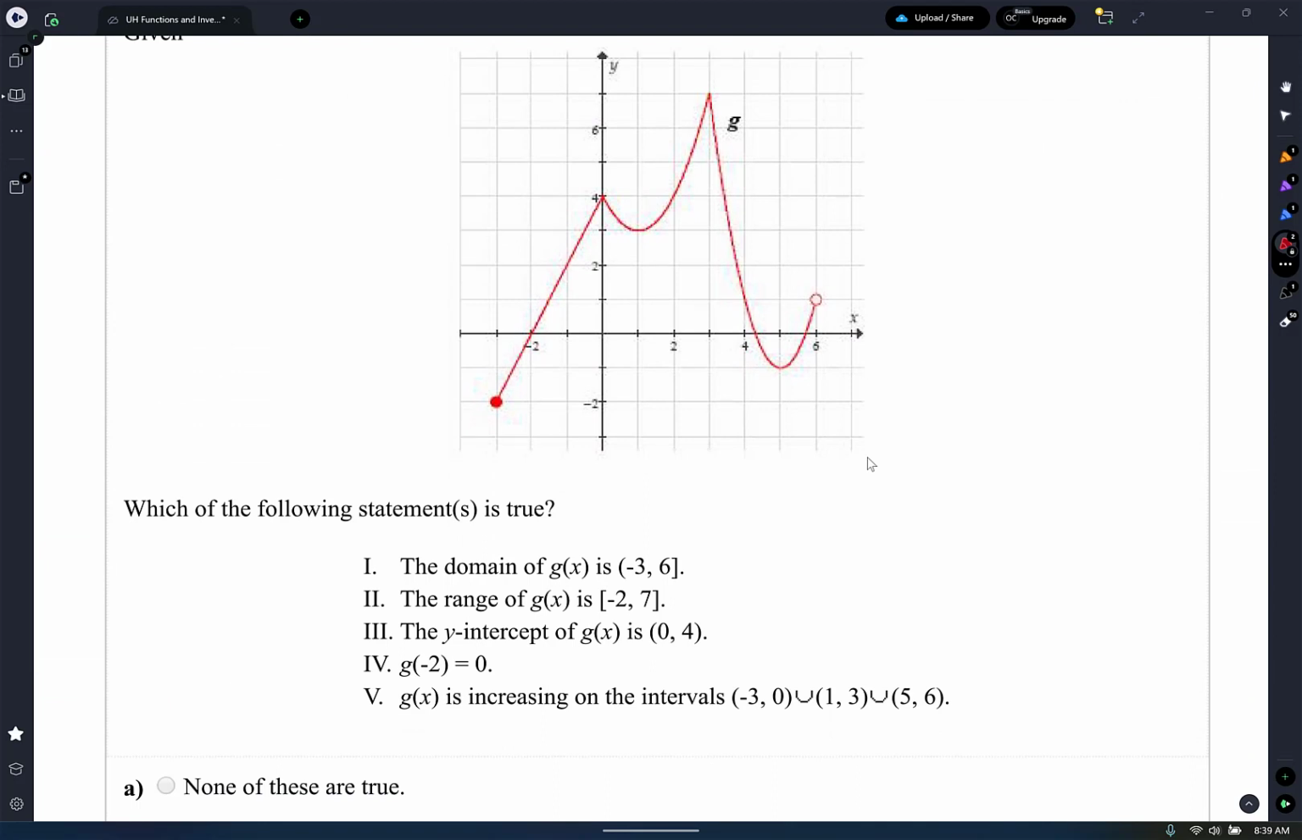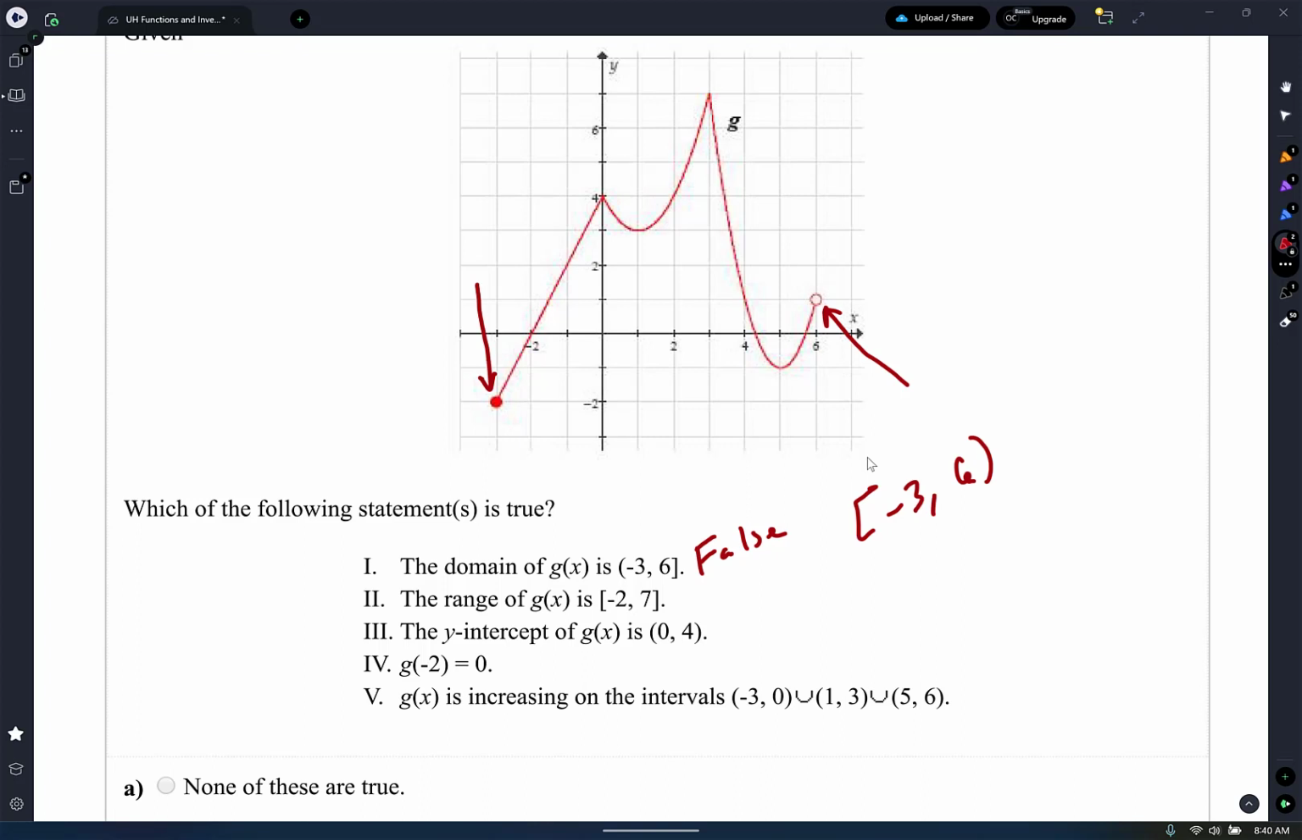It's just you look at a graph and they just tell you which one is true. Roman numeral 1, the domain of g of x, this is called g of x, is negative 3 to 6. Notice negative 3 has a parenthesis. Well, no, it looks like the domain is negative 3 with a bracket. And notice that 6 has a bracket, but notice that this one has an open circle. So this one's false. It should be bracket negative 3 comma to 6 parentheses. It should be like that.